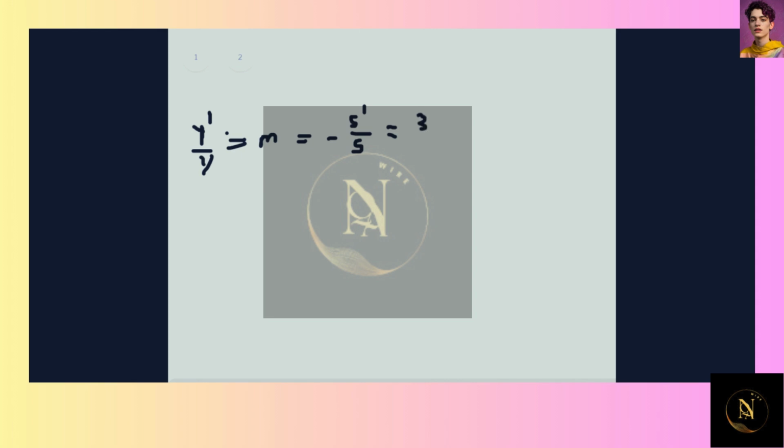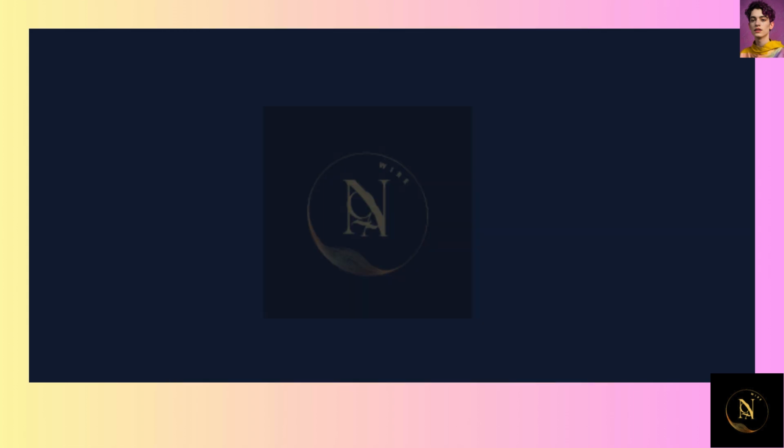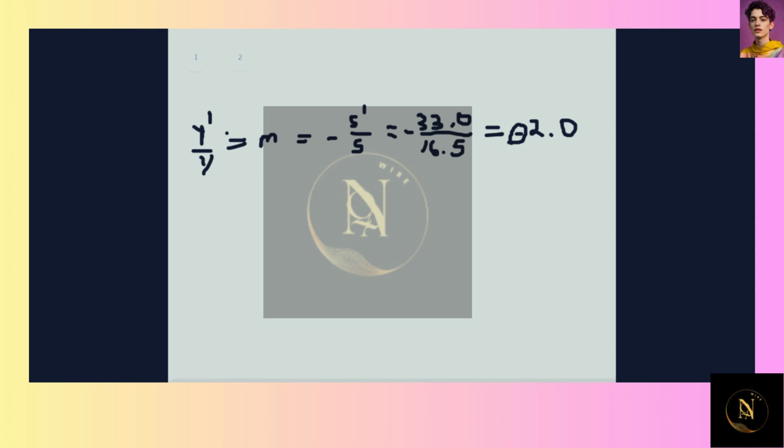Now if we plug our numbers in, s prime is 33.0, and we'll divide that by s, which is 16.5. Now if we divide this out, we get a minus 2.0. Now this negative sign here tells us that our image will be inverted compared to our object. So that gives us the orientation, and that it's twice as big.